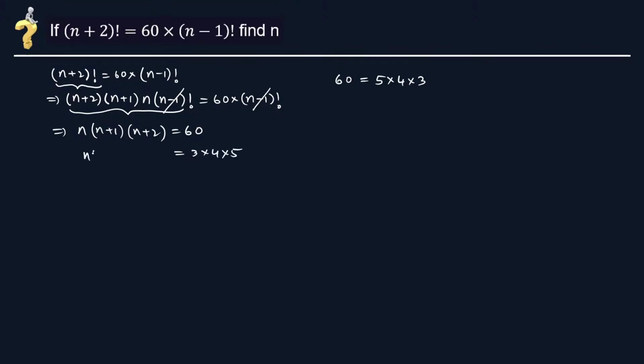So now if I compare both sides simply by inspection, you can say that n is going to take the value 3. That's it. Is it clear? Okay, let's move to the next problem. Answer is 3.